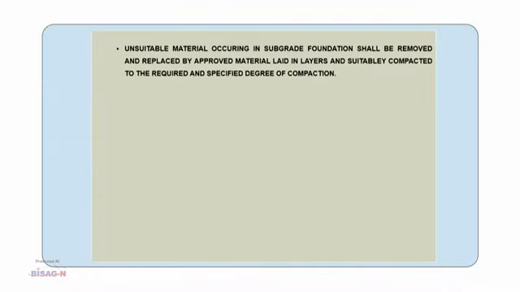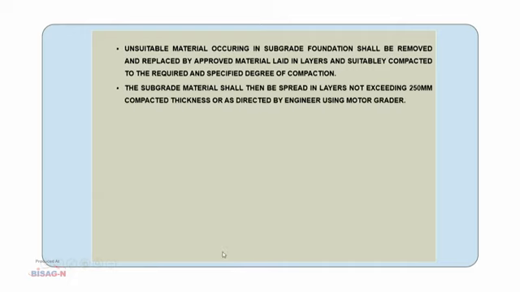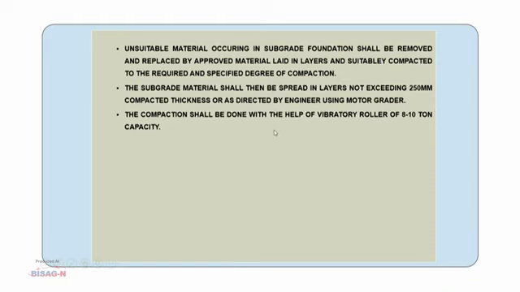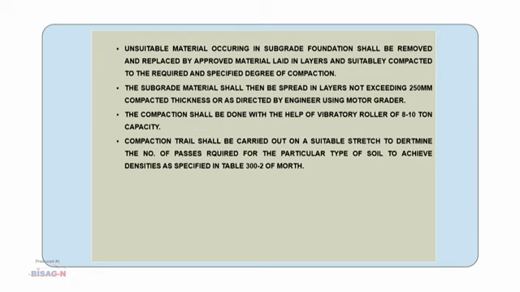Unsuitable material occurring in the subgrade foundation shall be removed and replaced by approved material, laid in layers and suitably compacted to the required and specified degree of compaction. Next, the subgrade material shall be spread in layers not exceeding 250 mm compacted thickness, or as directed by the engineer, using a motor grader. The compaction shall be done with a vibratory roller of 8 to 10 ton capacity.